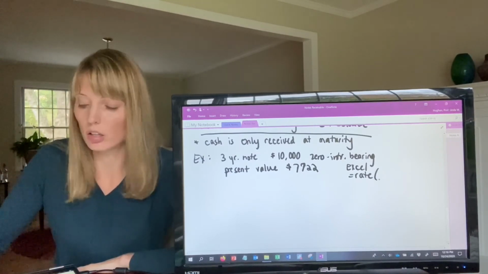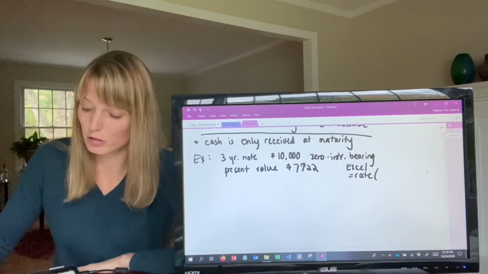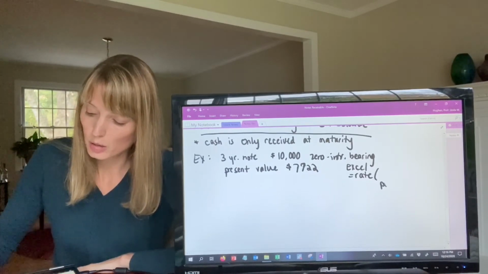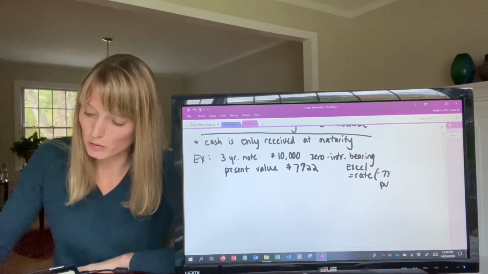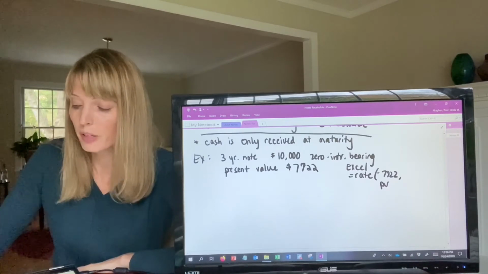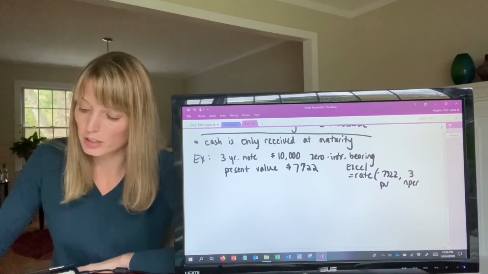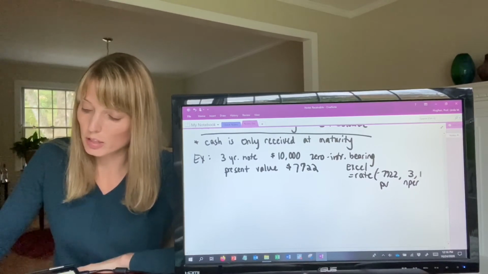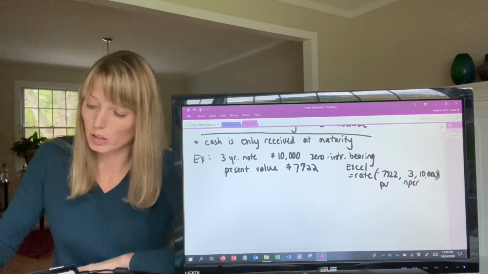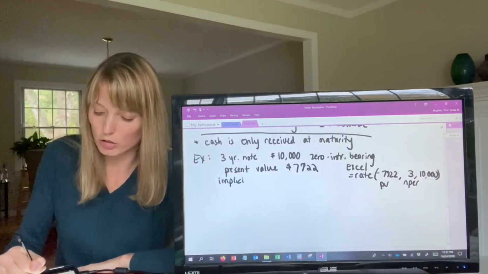And we put in all of our terms. I forget the order of the specific terms, so this might not be the correct order Excel asks, but it would ask for the present value, and the present value would be negative 7722. We're giving up 7722 today, and we have our number of periods of 3 years, and we're going to receive 10,000 in the future. And what this would return is what's called the implicit interest rate.